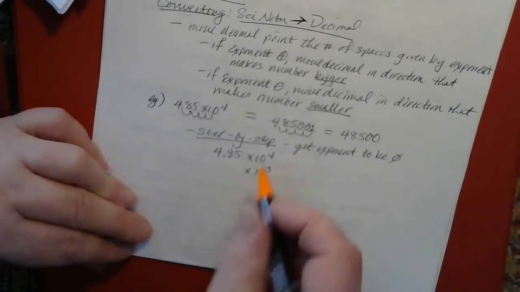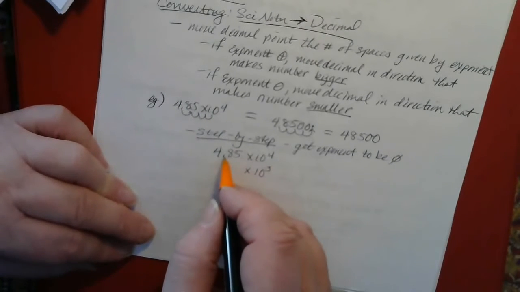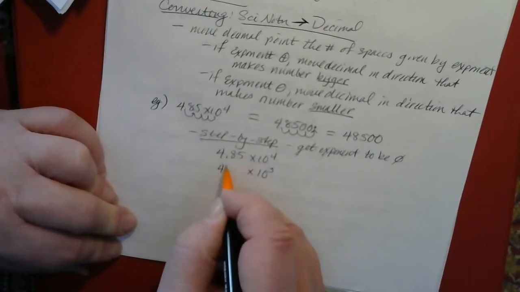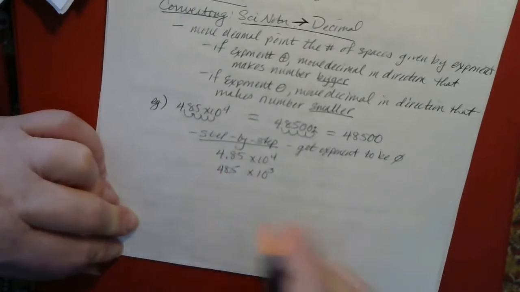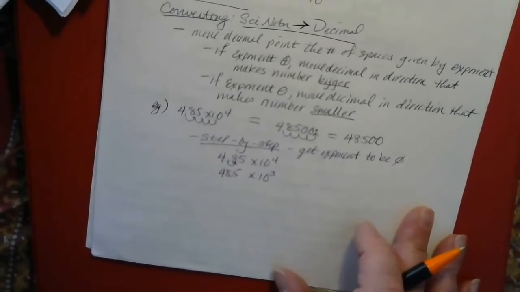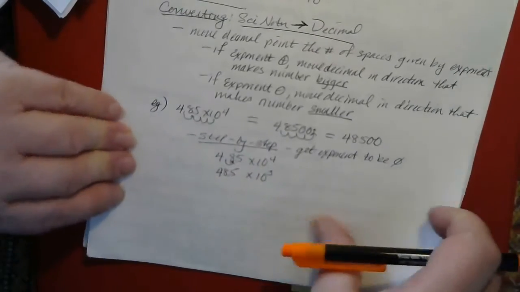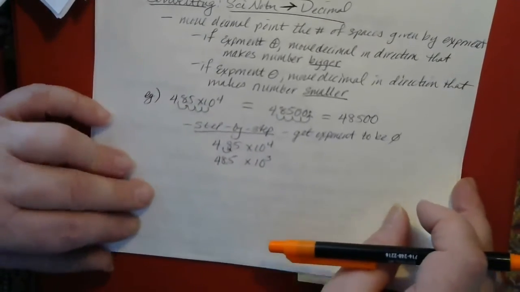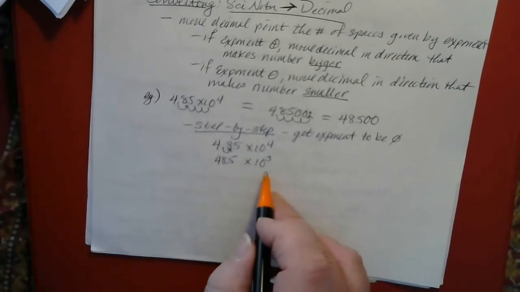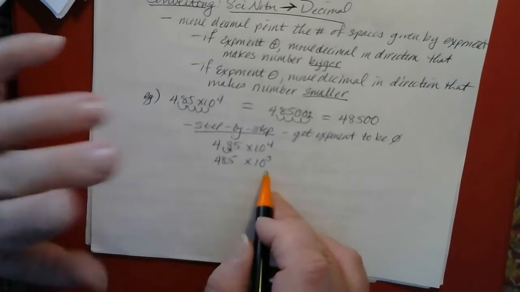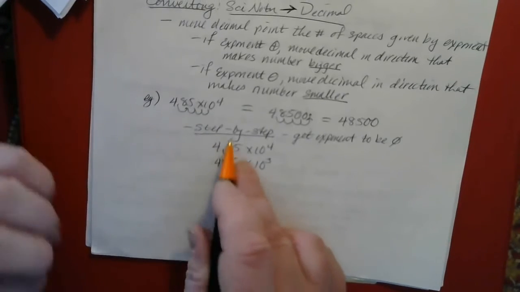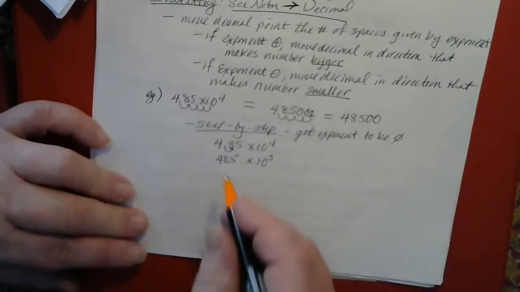Well, since the exponent's getting smaller, you'd have to move the decimal point 1 space in the direction that makes the number bigger. Okay, so 48.5 times 10 to the third is the same thing as 4.85 times 10 to the fourth. 48.5 times 10 to the third, though, is not proper scientific notation, because the first part of the number is not between 1 and 10. But it does have the same value as what we started out with.